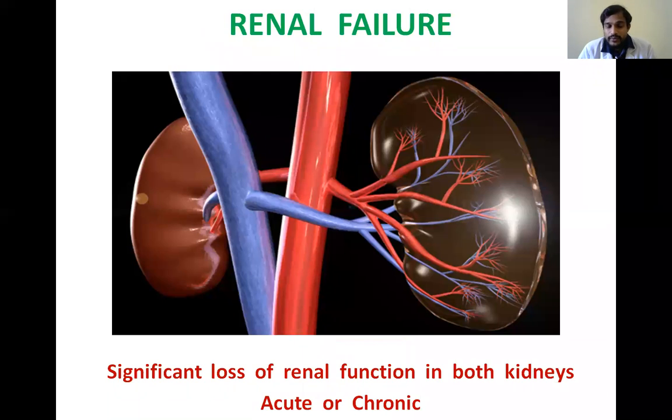So renal failure, it is significant loss of renal function in both kidneys. It can be acute or chronic. So what are the renal functions? What are the functions of kidneys? The removal of waste products. Different waste metabolic products are formed in different metabolisms. These are removed by the kidney. And the next one is homeostasis. It will maintain the electrolyte fluid balance and acid-base balance.